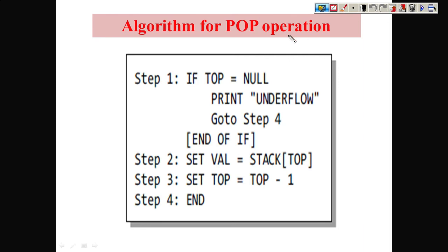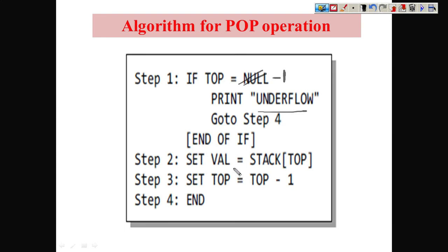Then let's talk about the pop operation. Pop operation refers to the delete operation. So whenever you delete, you need to check the underflow, as we already discussed. So if top equals null, or because we are implementing using an array, we actually use -1. So if top equals -1, that means there is no element existing in the stack, and you will say this is underflow and you will stop.